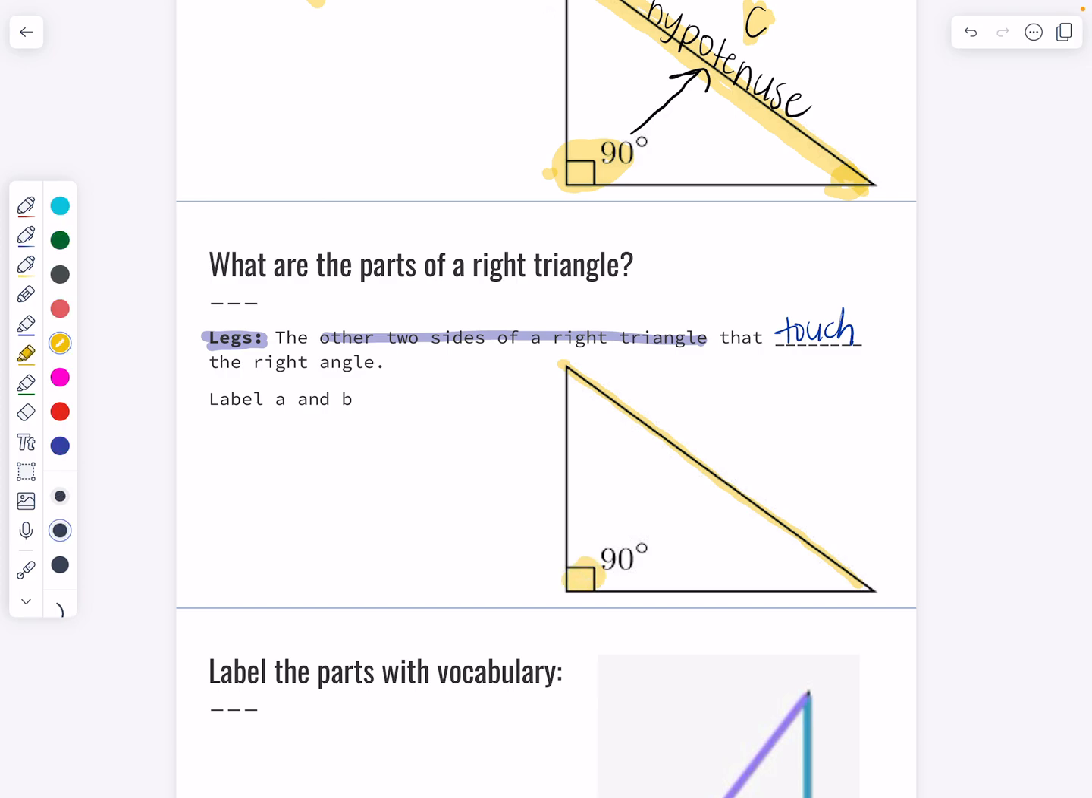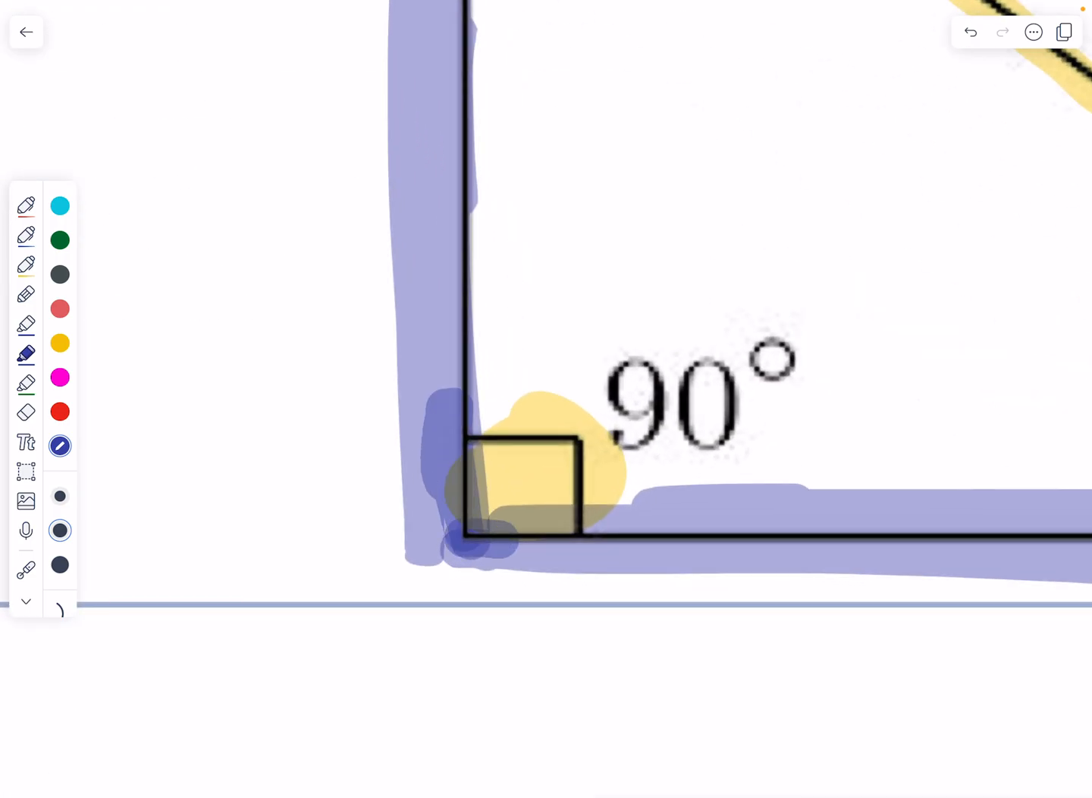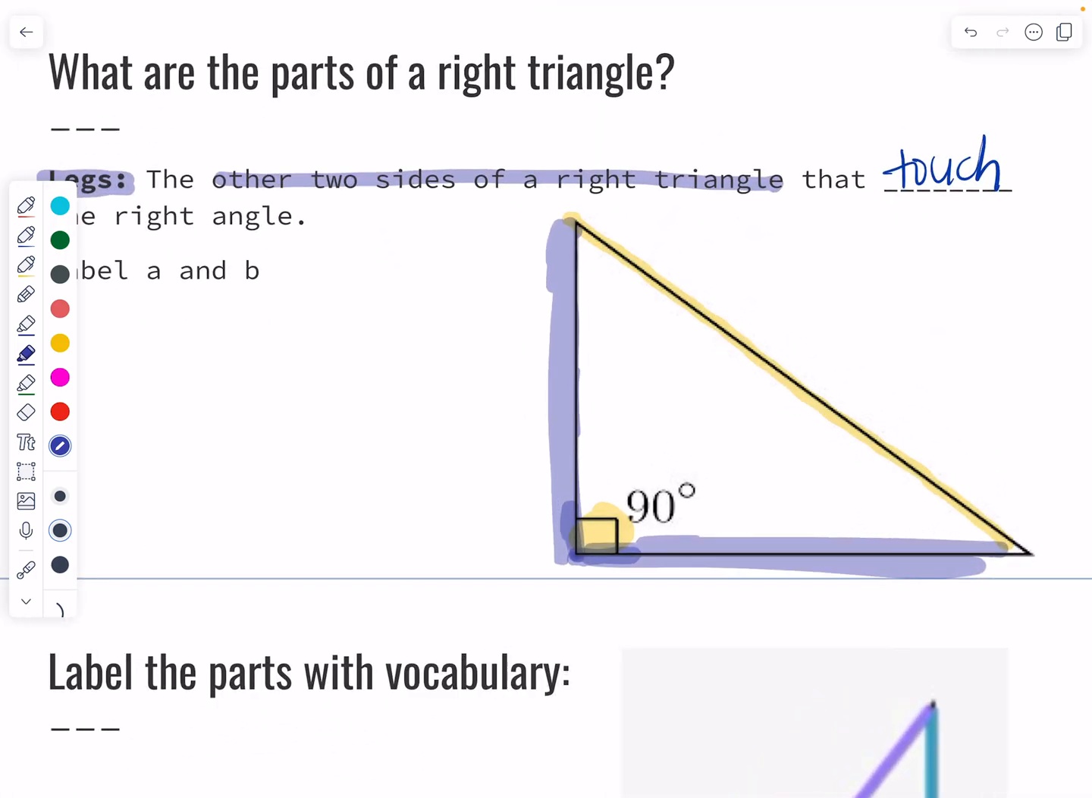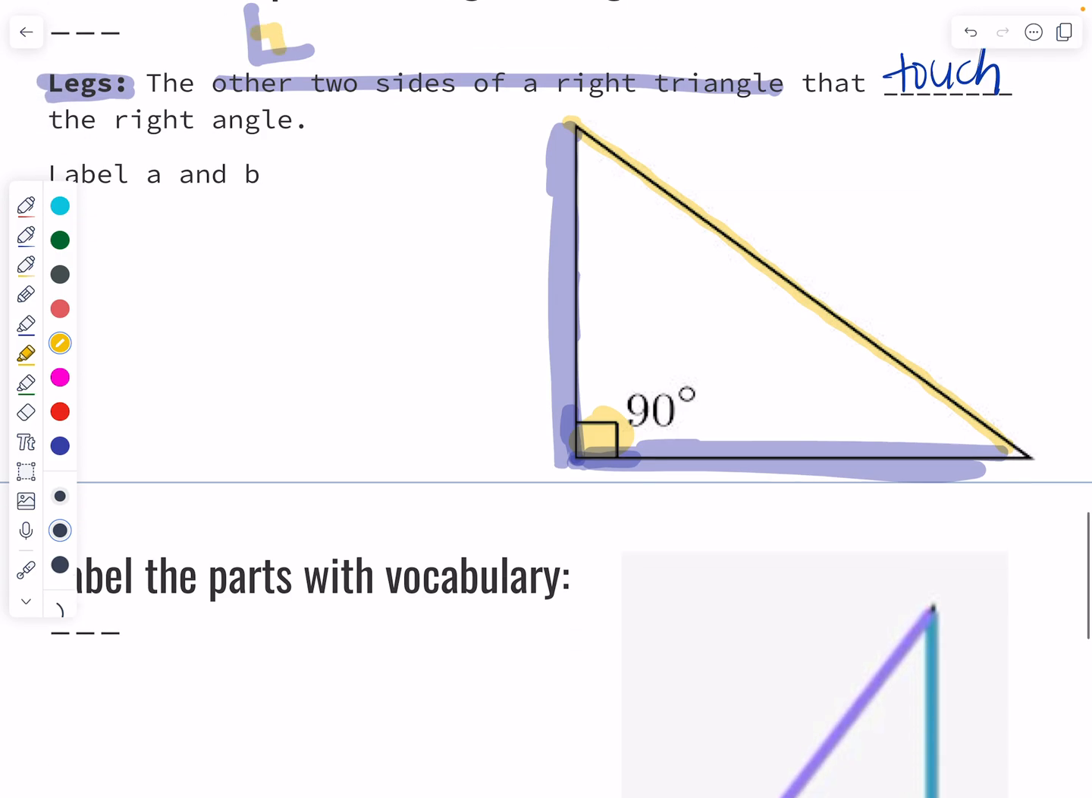So here's my right angle. What are the two sides that touch it? This one and this one touch the right angle. Both of those are a part of the right angle. They're touching it, and they form a capital letter L. They're the ones around the right angle, and they're going to be called the legs.